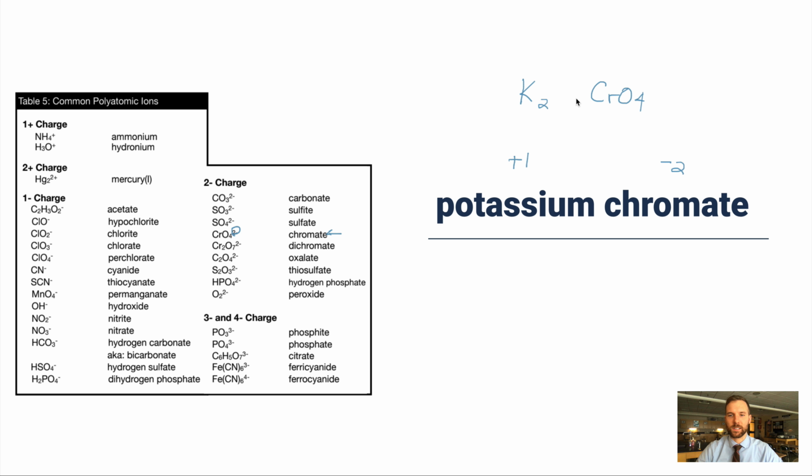All right, here's another one. This one says lithium hydroxide. So lithium has a +1 charge. It's in group 1. Hydroxide's over here. It's got a -1 charge. So that means I just need one of each. LiOH becomes my formula.